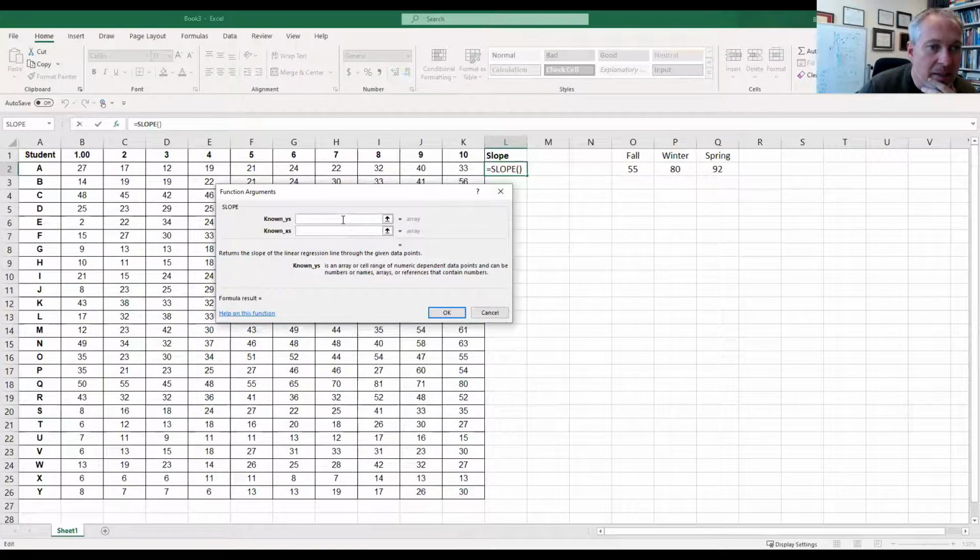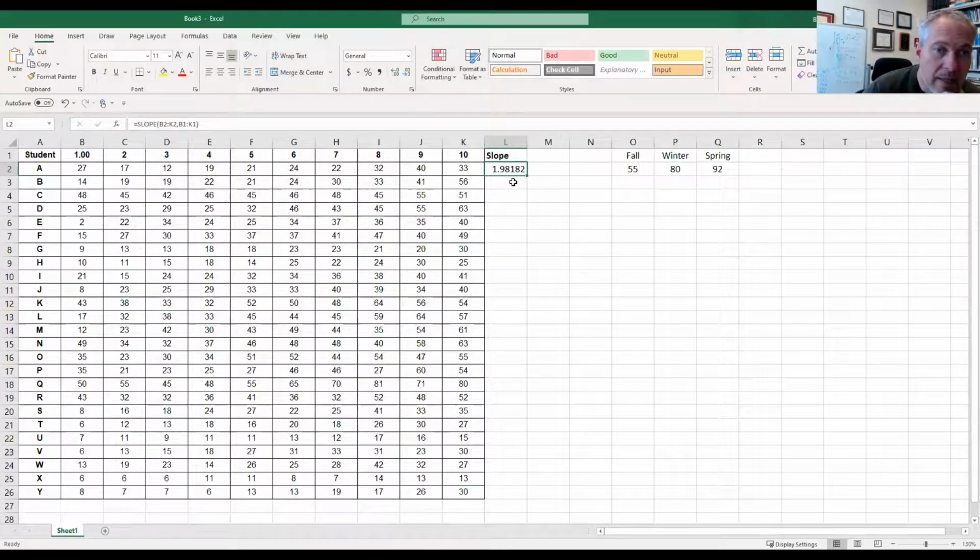Now remember, it asks for the dependent data first. So dependent are the actual scores. I'm just going to drag and highlight all these data. The independent are the number of weeks. So I'm going to drag these. Hit OK. And the kid's increasing by 1.98 words per minute per week.